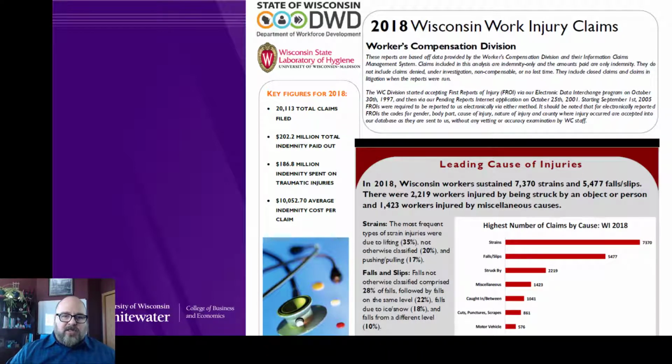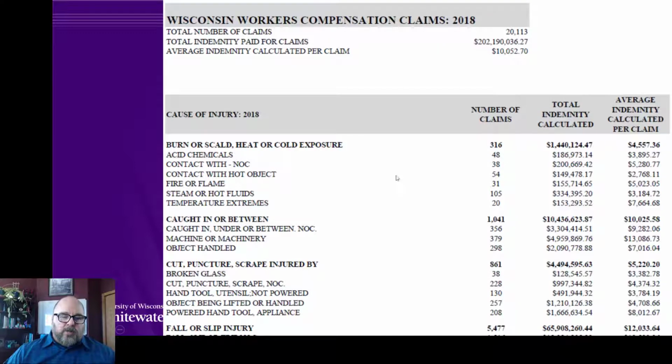You can just kind of see, this is more of an overall. I like this one better. So this is like the full report. This isn't hyper accurate, but at least it gives us some insight. So in 2018, there were a little over 20,000 claims. The total indemnity paid was $202 million, and the average claim was about $10,000.